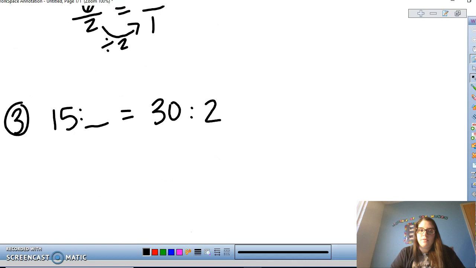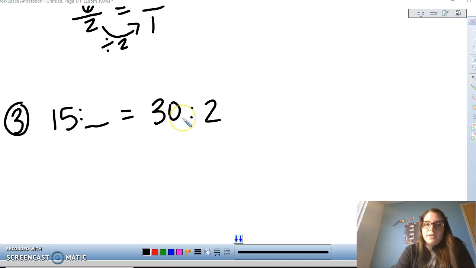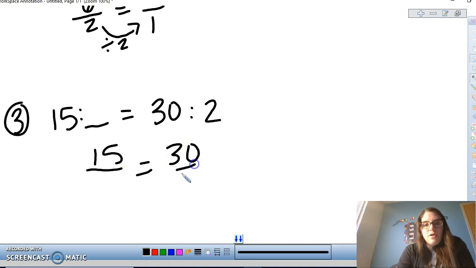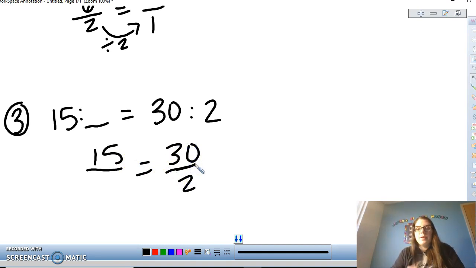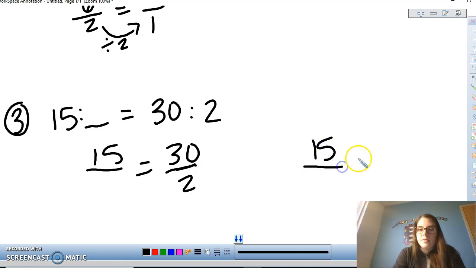All right, number 3. We have 15 to blank equals 30 to 2. So let's write it as a fraction again. We have 15 over blank equals 30 over 2. Okay. So there are 2 different ways you can do this. So I'm going to write them both so we can see it both ways.